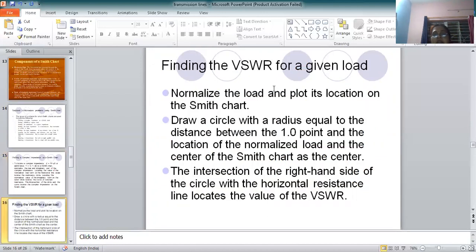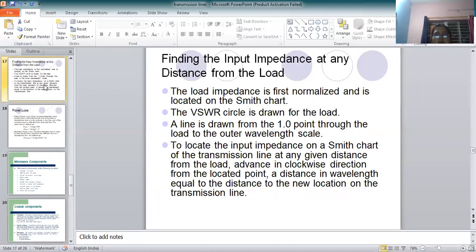We can find the VSWR for a given load with a normalized load and draw the circle with radius equal to the distance between the 1.0 point and the location of the normalized load and the center of the Smith chart. The intersection of the right-hand side of the circle with the horizontal line locates the value of VSWR. Finding the input impedance at any distance from the load, we can find with the help of the Smith chart.